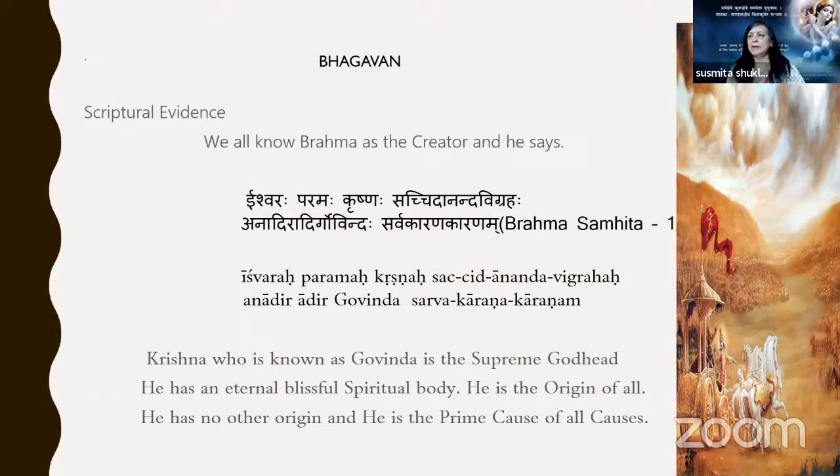Then we all know that Brahma is the creator. And what does he say in the Brahma Samhita? He says, Ishvarah paramah krishnah sachchidananda vigrahah, anadir adir govindah sarva-karana-karanam. It means who is the Supreme Personality of Godhead? He says Krishna is the Supreme Personality of Godhead, and he is Sat Chit Anand Vigraha, a deity having Sat, Chit and Anand. It is eternal, blissful and supreme. And Anadir Adir Govinda, he doesn't have an origin, and he is the cause of all causes.